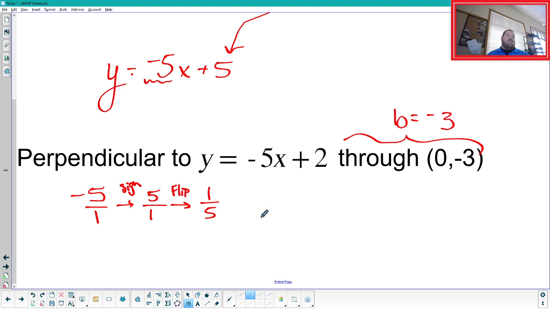Don't get that confused with the keep, switch, flip that you may have heard in other classes. The only thing that mattered in all this information, given a line y equals negative 5x plus 2, was the negative 5. Now I have my new slope and my new y-intercept. Write the equation: y equals 1/5 x minus 3. And that's all there is.